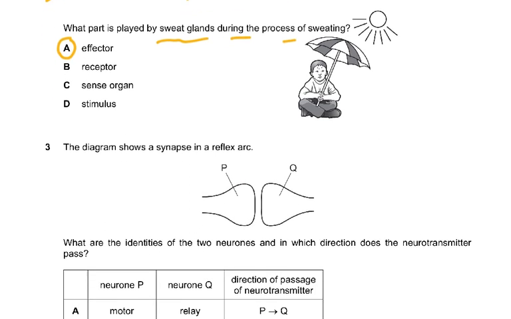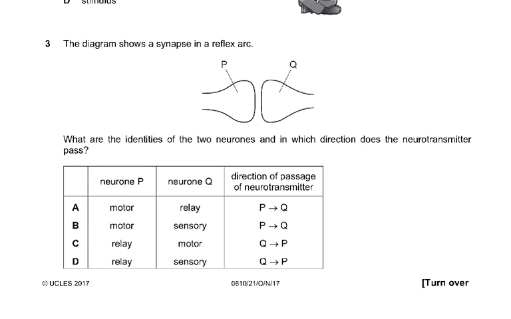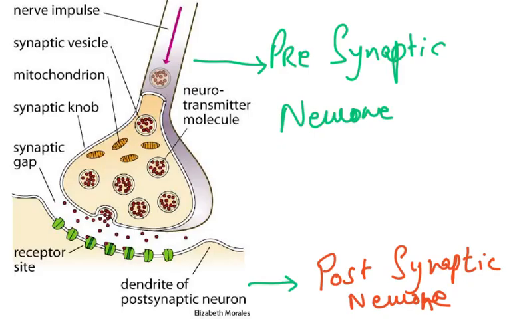Question number 3. Now this is a very tricky question because this is new to the syllabus. We haven't done synapses in the previous syllabuses. The diagram shows a synapse in a reflex arc. What are the identities of the two neurons, and in which direction does the neurotransmitter pass? Okay, let's revise this first. Now just a quick recap.